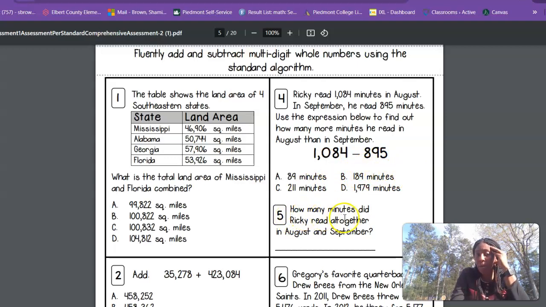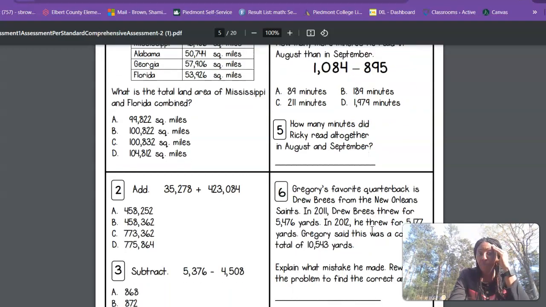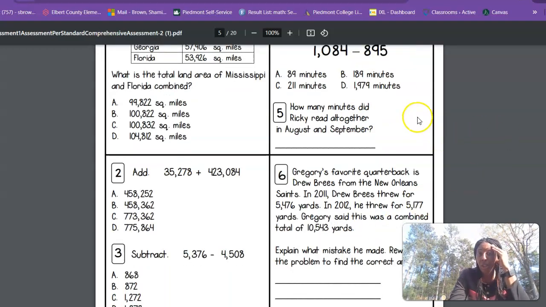Number 5 says, how many minutes did Ricky read altogether in August and September? So you're going to take the amount he read in September and August and find out the total amount that he read altogether in those 2 months. So you're going to show your work again. If you need to get a sheet of paper, you can do that as well.